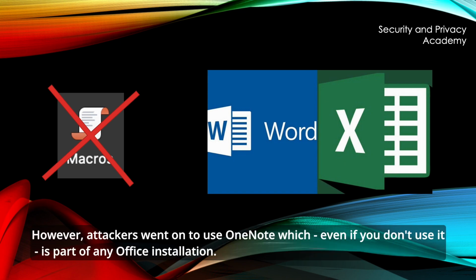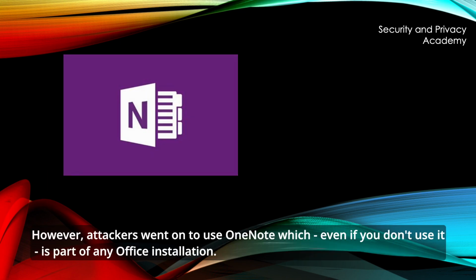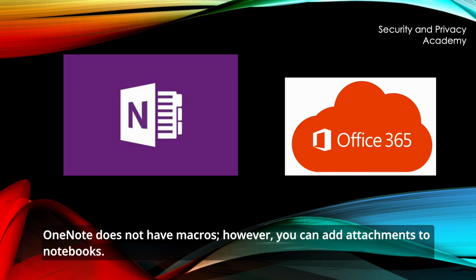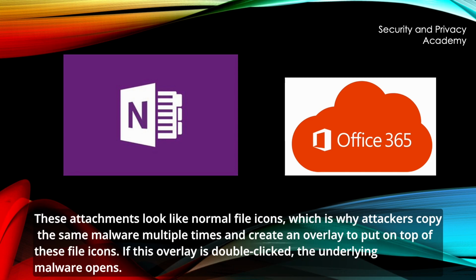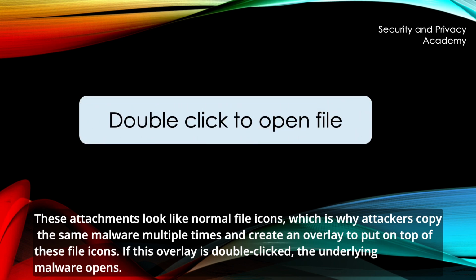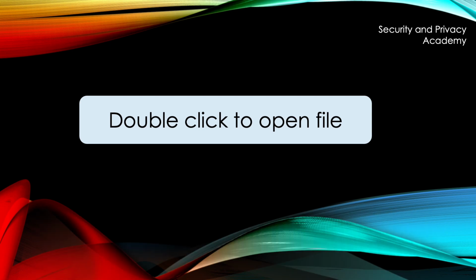However, attackers went on to use OneNote, which, even if you don't use it, is part of any Office installation. OneNote doesn't have macros, however, you can add attachments to notebooks. These attachments look like normal file icons, which is why attackers copy the same malware multiple times and create an overlay to put on top of these icons. If this overlay is double-clicked, the underlying malware opens.